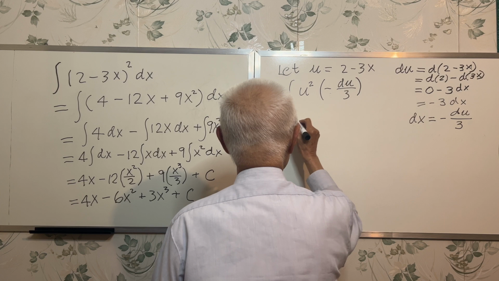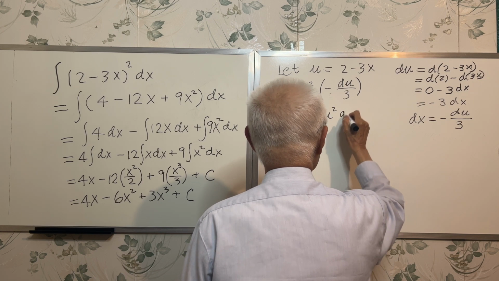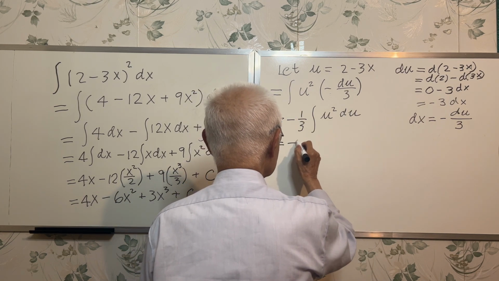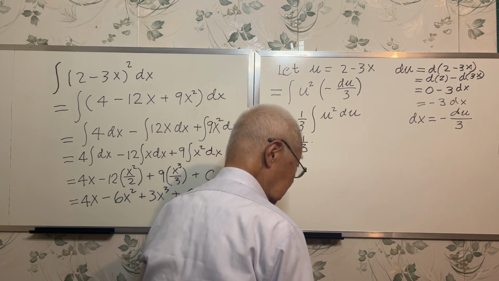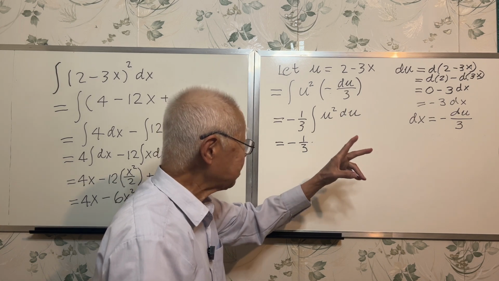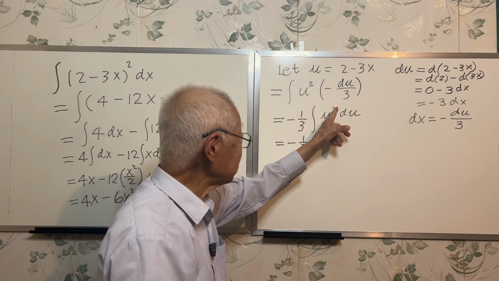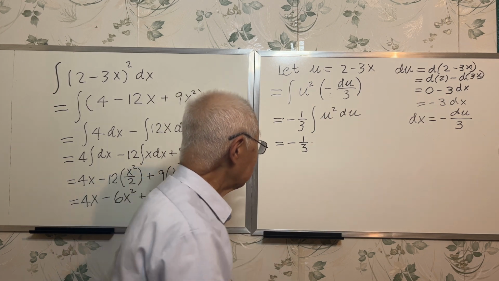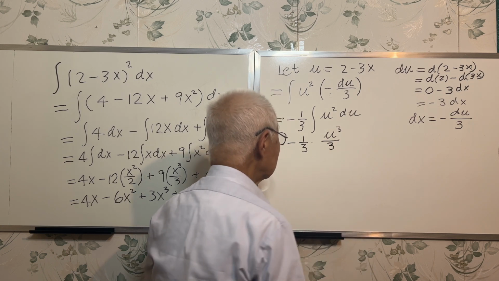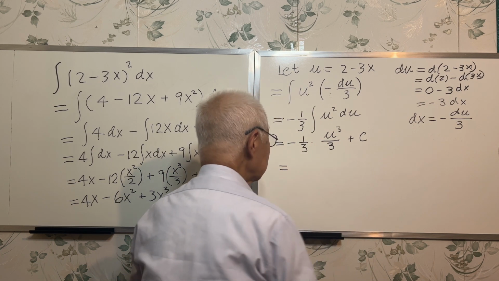Then this is the integration with respect to u, not with respect to x. And we can still use the power rule. So n plus 1 divided by n plus 1. So you have u cubed, and then you need a constant. Now the integration is done.